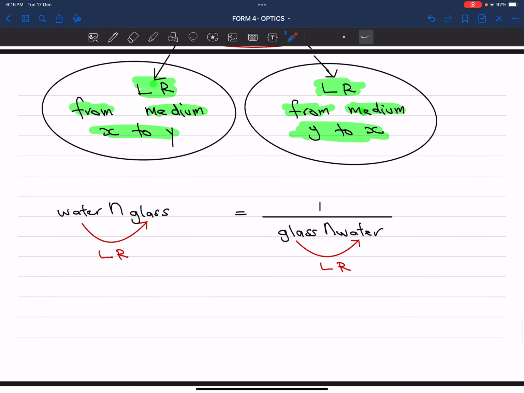This example should be enough. The refractive index of glass relative to water, meaning light is traveling from water into the glass, is equal to 1 over the refractive index of water relative to glass. So here, light is traveling from glass to water. This is exactly inverse. This formula is very important. Refractive index of glass relative to water is 1 over refractive index of water relative to glass.